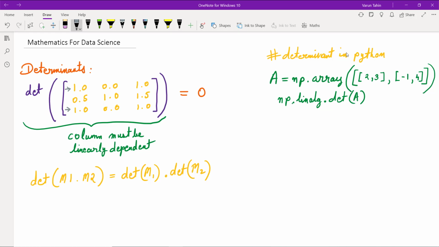So we have understood linear dependency in terms of vectors. So this represents that one vector is actually a scalar multiple of another. Okay. Also, there is another rule where if we take a dot product of two matrices and calculate its determinant, then it will be equal to the product of the determinants of the individual matrices. Okay, and we can calculate the determinant with the NumPy library, np.linalg.det, by giving the matrix inside the method.